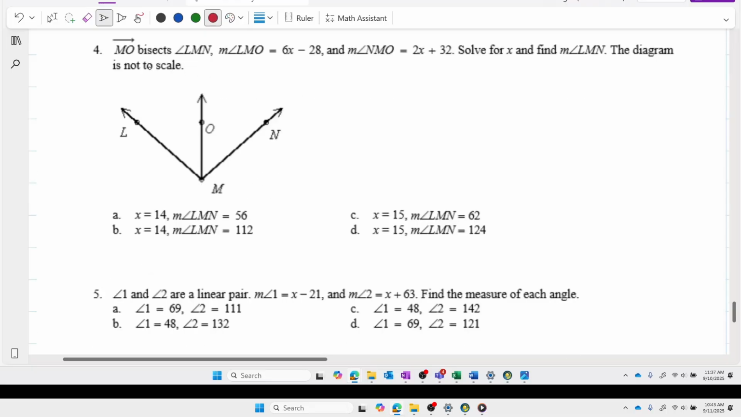All right, in problem number 4, MO is the ray in the middle that bisects angle LMN. The measure of angle LMO is equal to 6x minus 28. The measure of NMO is 2x plus 32. Solve for x and LMN.